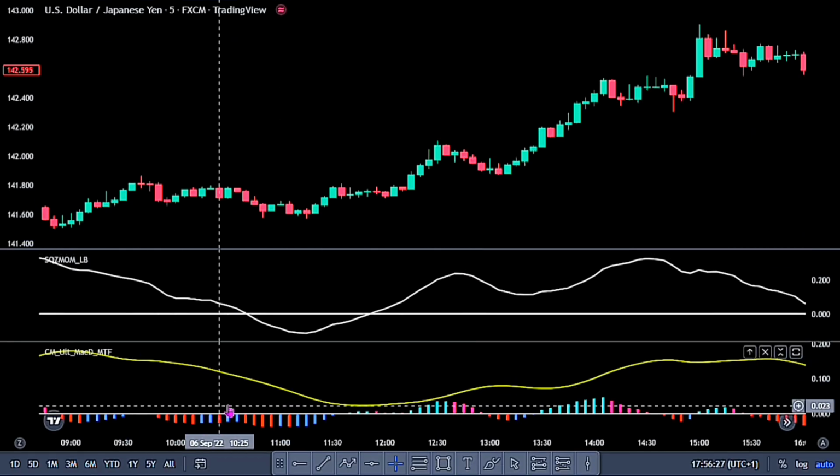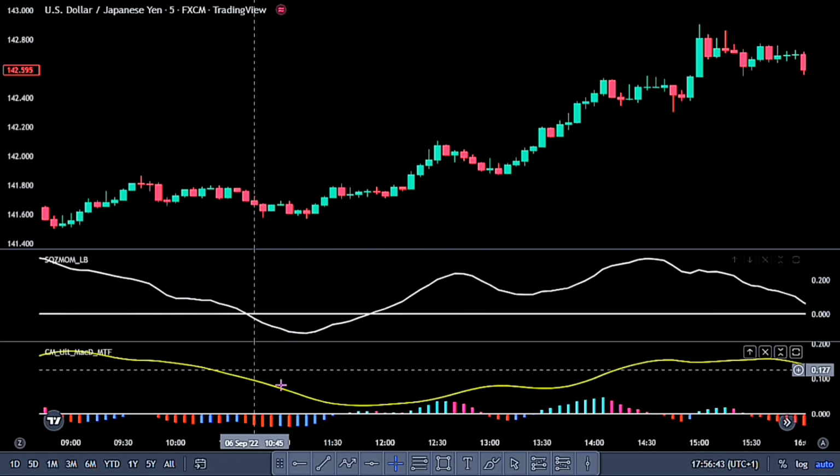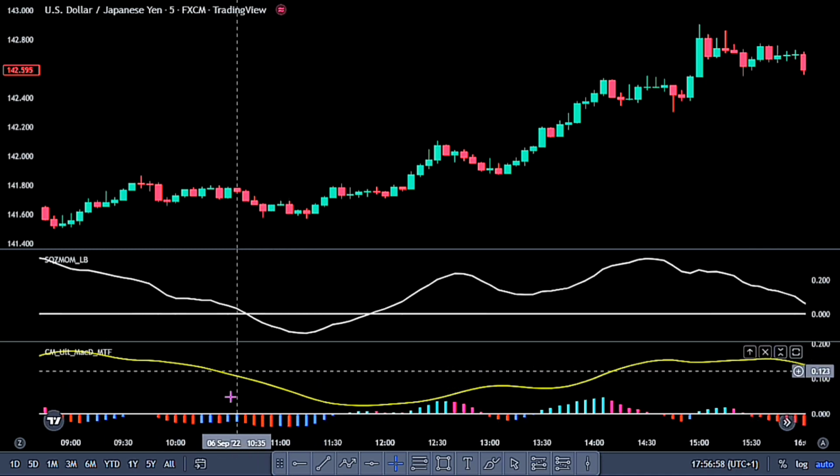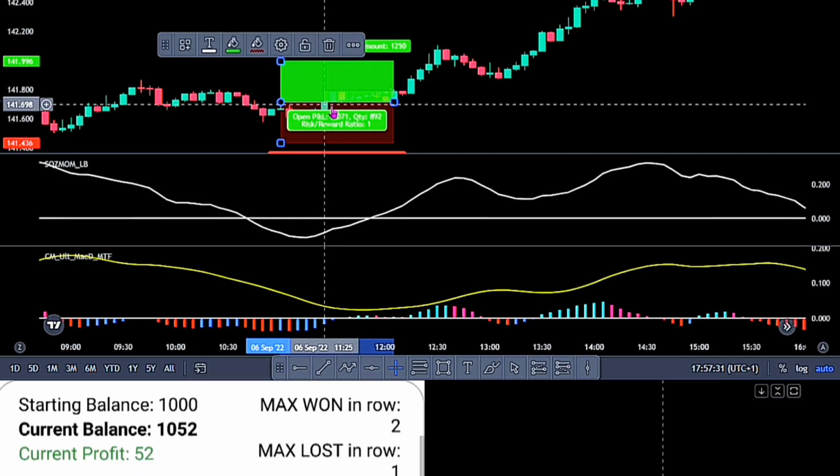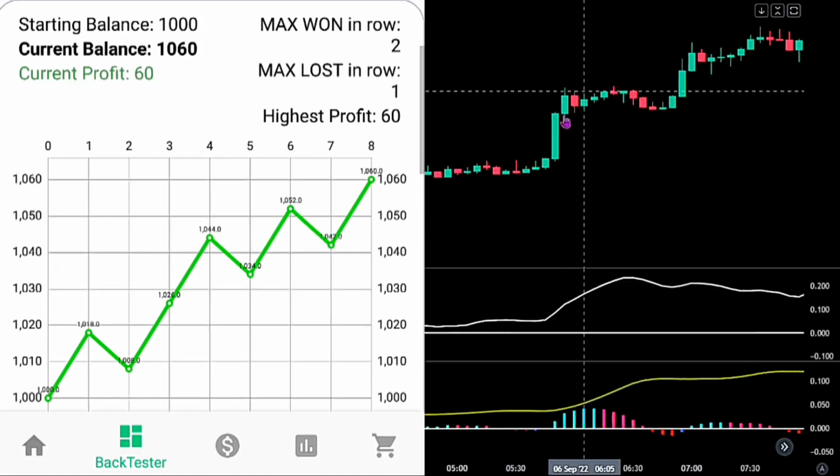I recently discovered the strategy, as it uses just 2 indicators, which makes it very easy and user-friendly for beginners. I will backtest it 200 times with an initial account size of $1,000, with a 1.5 risk-reward ratio.